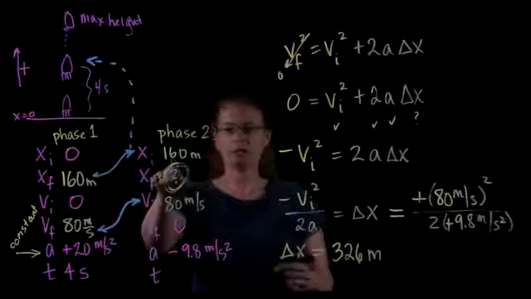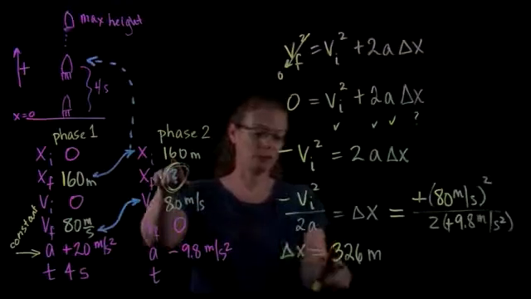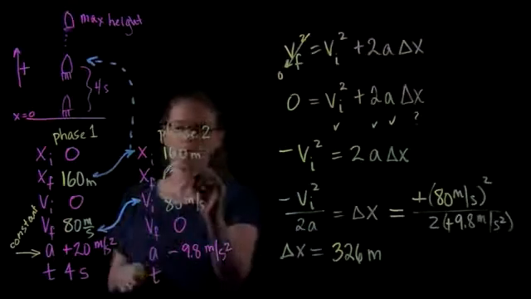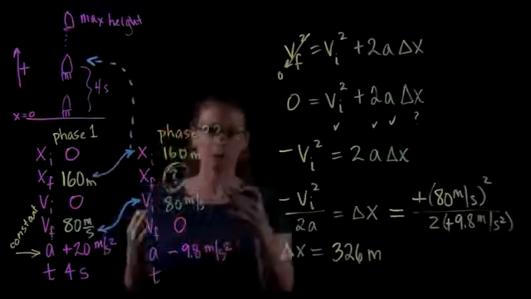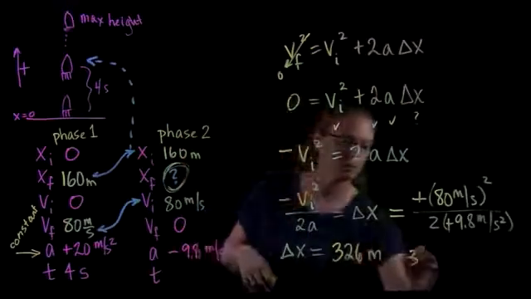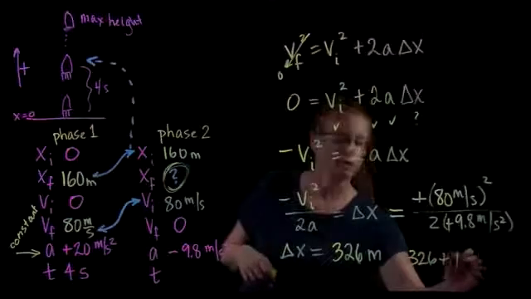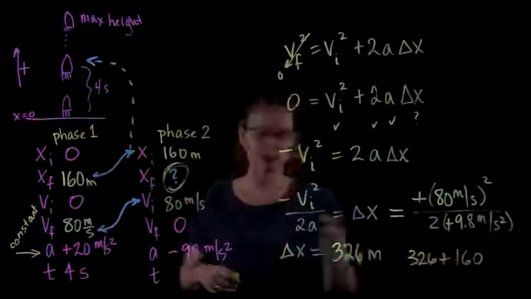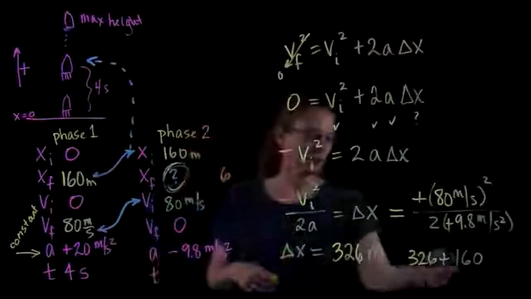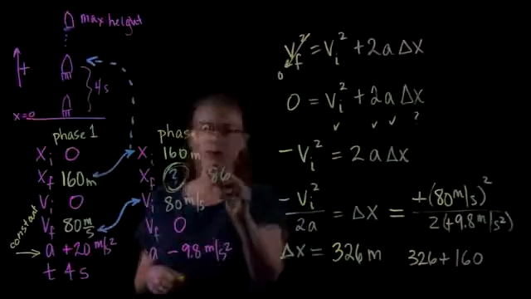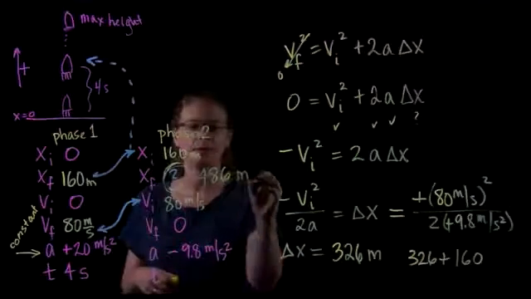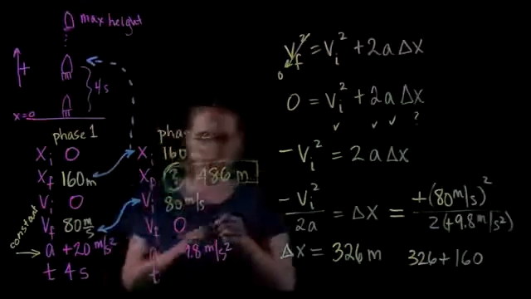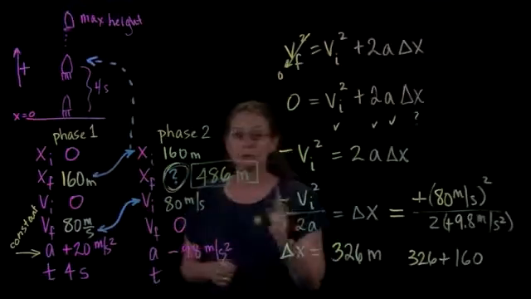So if it started at 160 and it went up another 326, we know our final position, our maximum height, is 326 plus 160. You can do that in your head. You can do it. So 6, and 2 plus 6 is 8, 3 plus 1 is 4, 486 meters. All right, so we answered the question, but don't stop there.